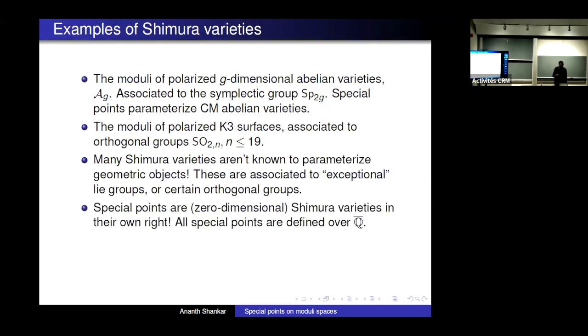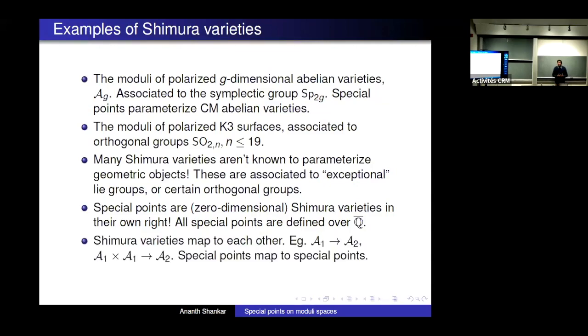So special points are also Shimura varieties in their own right, and they're zero-dimensional Shimura varieties. Just like your modular curve is associated to SL2 and GL2, and your moduli space of abelian varieties is associated to a symplectic group and to the group of symplectic similitudes, similarly, special points are associated to tori, to tori defined over Q. And they're all defined over Q bar, and in fact, they're all defined over fairly explicitly defined number fields.